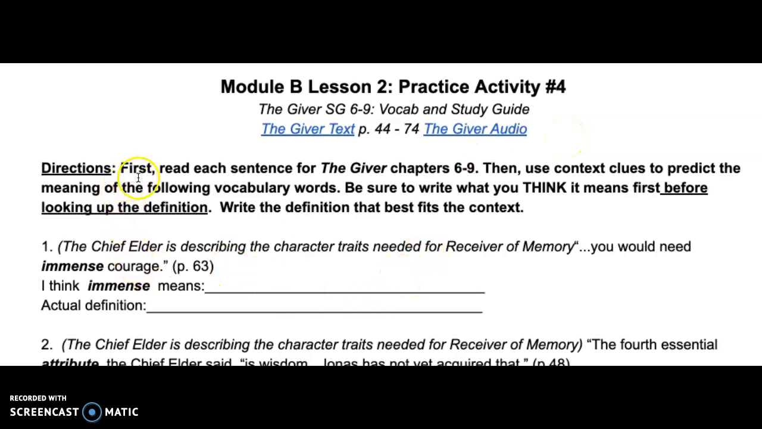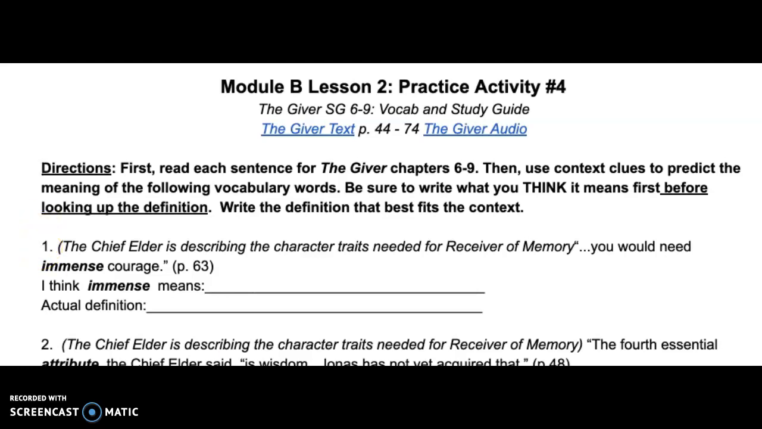The directions are: first read each sentence for The Giver, chapters 6 through 9. Then use context clues to predict the meaning of the following vocabulary words. Be sure to write what you think it means first before looking up the definition. Write the definition that best fits the context.